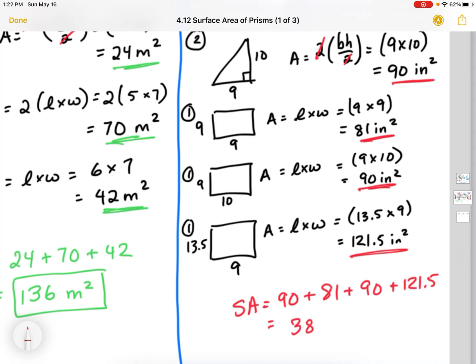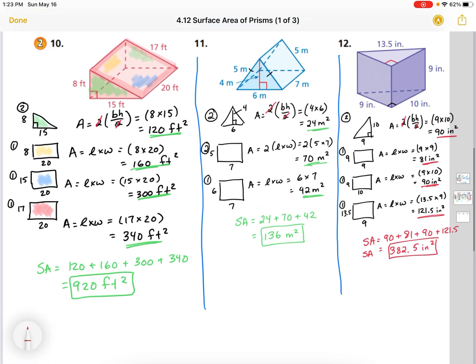Yep, 382.5, and it's inches squared. And Mrs. Finley likes you to circle your answer or put it in the box for your teacher. So that's triangular prisms. Sadly, you cannot do a formula like you can for rectangular ones, but it's just a matter of kind of sorting it all out.